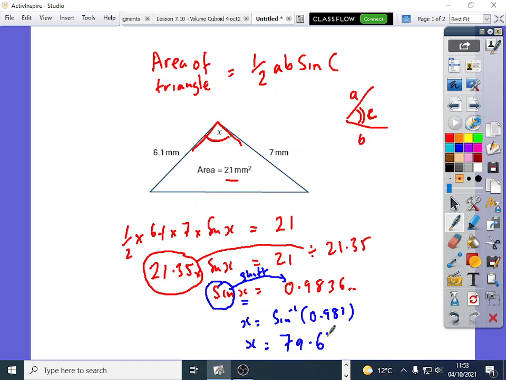Okay, now when you've got it in angles, it's best to just have it to 1 decimal place. That's fine, 79.6, spot on. But make sure you show all your steps as you're going through this.